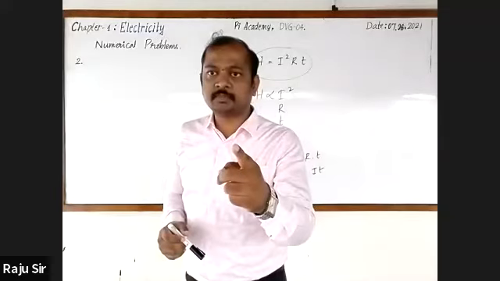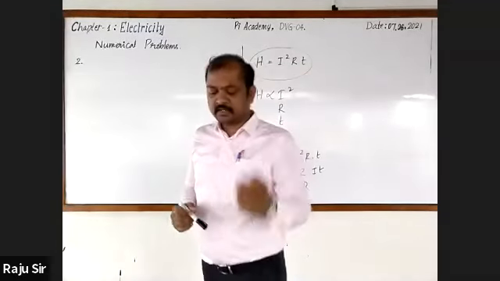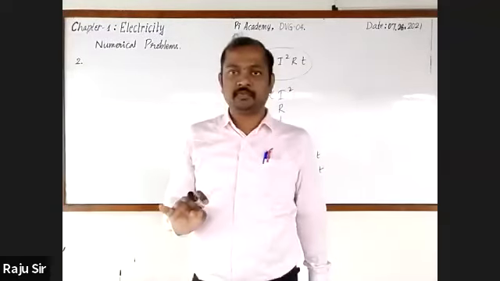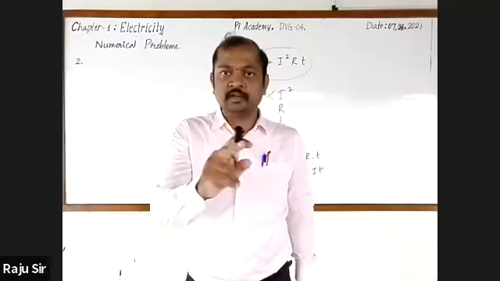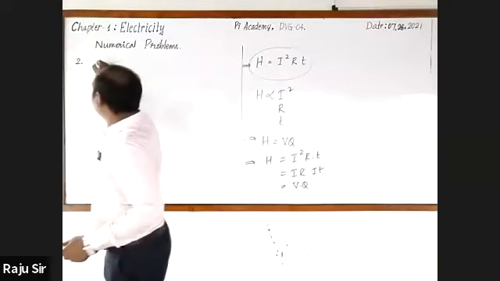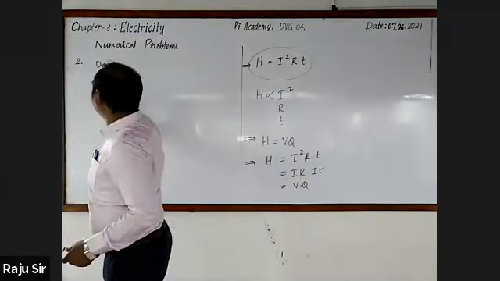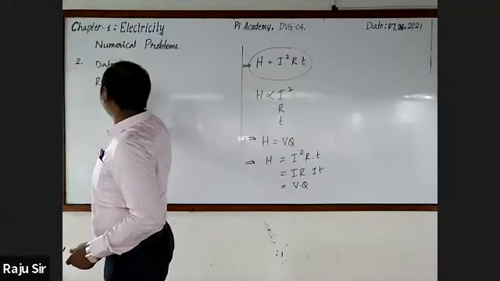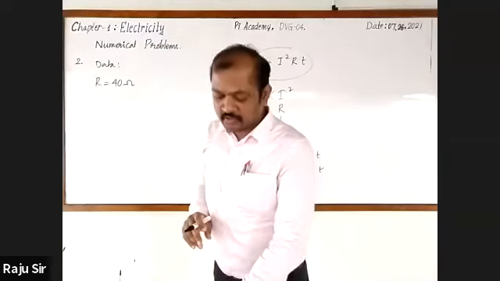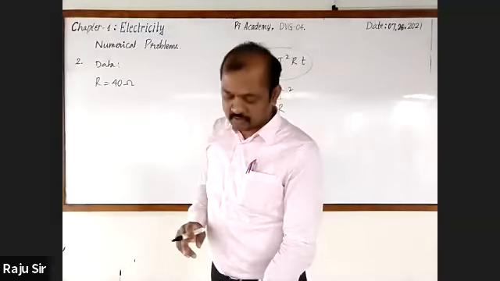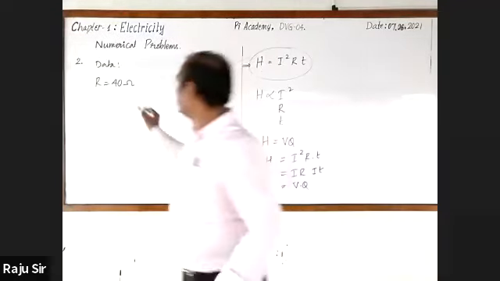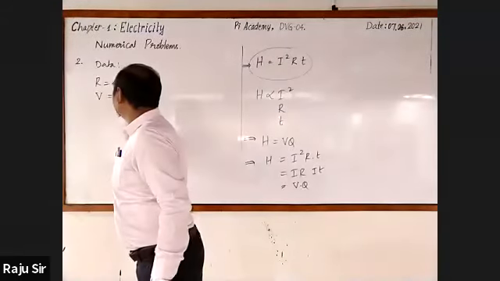Hope that you have understood the statement. It is given like this: a resistance of 40 ohm is connected to a 20 volt battery. There is a resistor, its electric resistance is 40 ohm. So in data you might have written R is equal to 40 ohm, right? Next, it is connected to a battery whose potential difference is 20 volts. So V is equal to 20 volts.